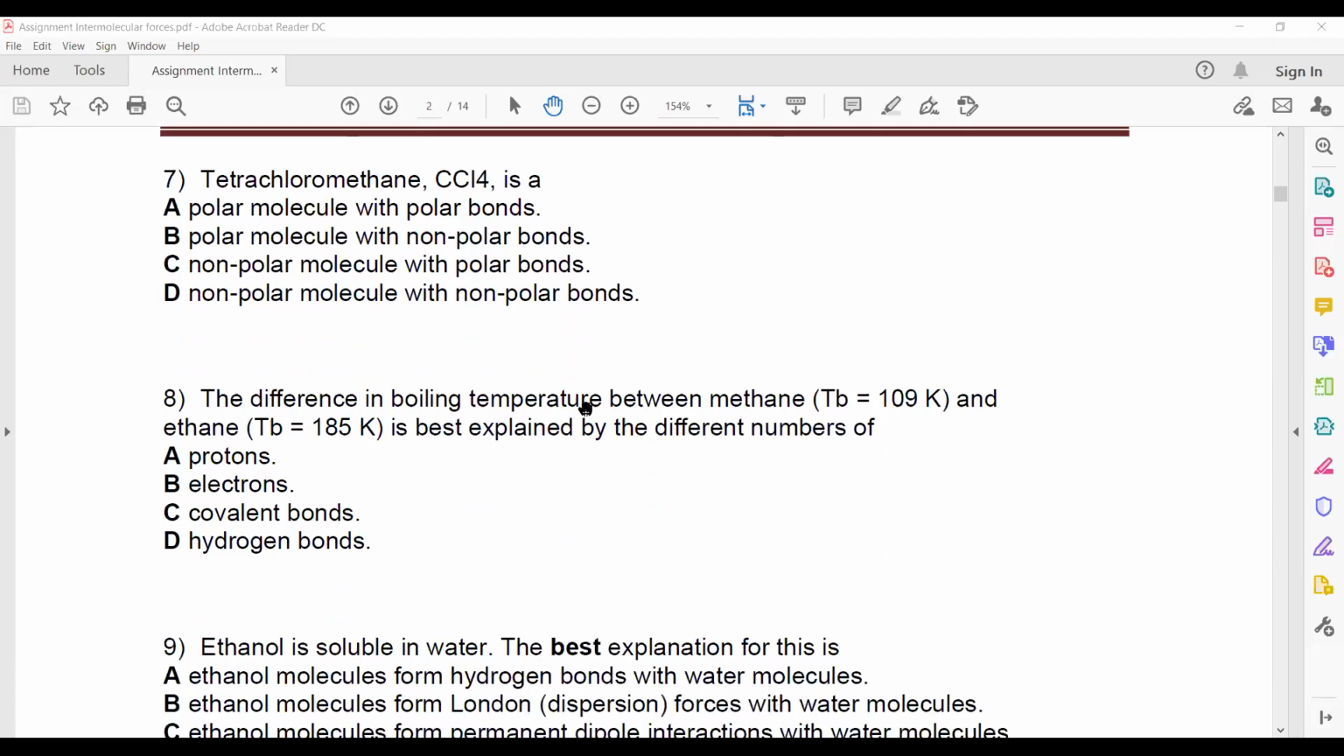Question 7. What is the answer? Tetrachloromethane, CCl4, is.